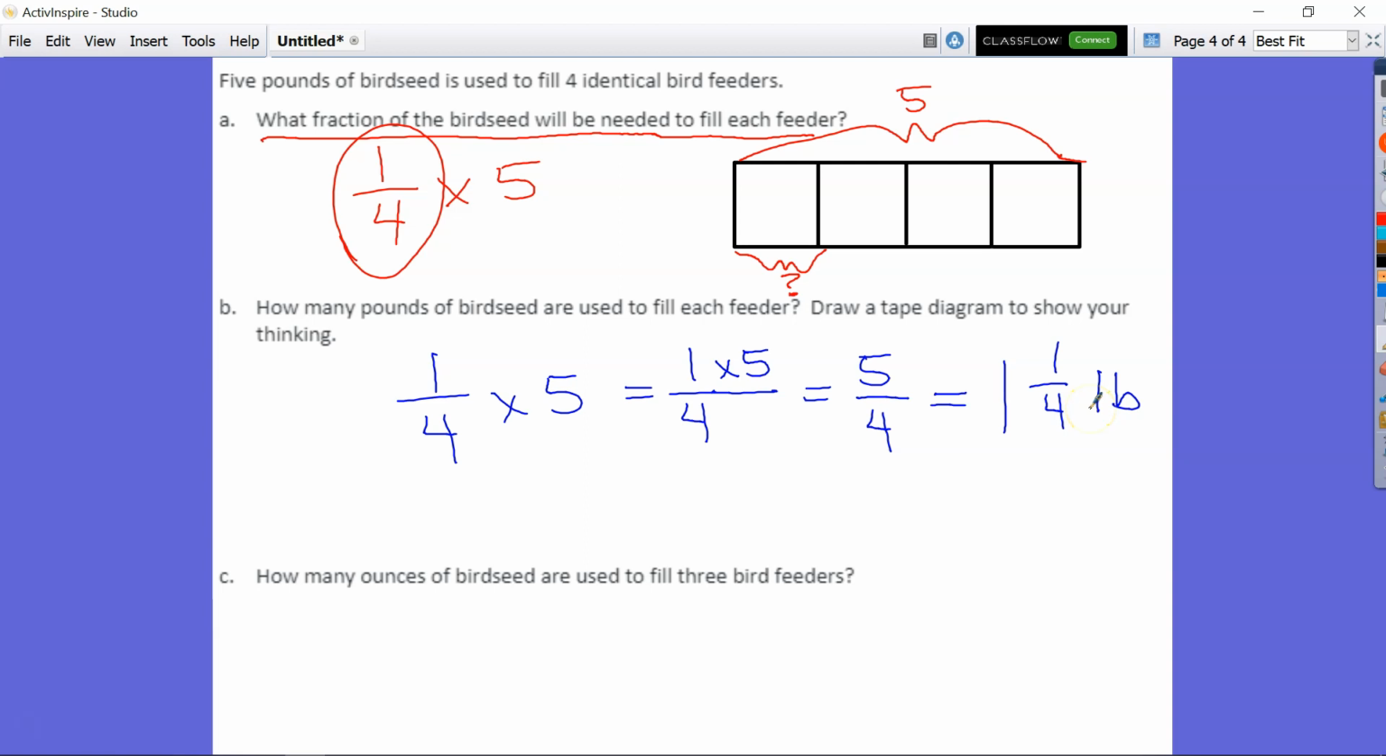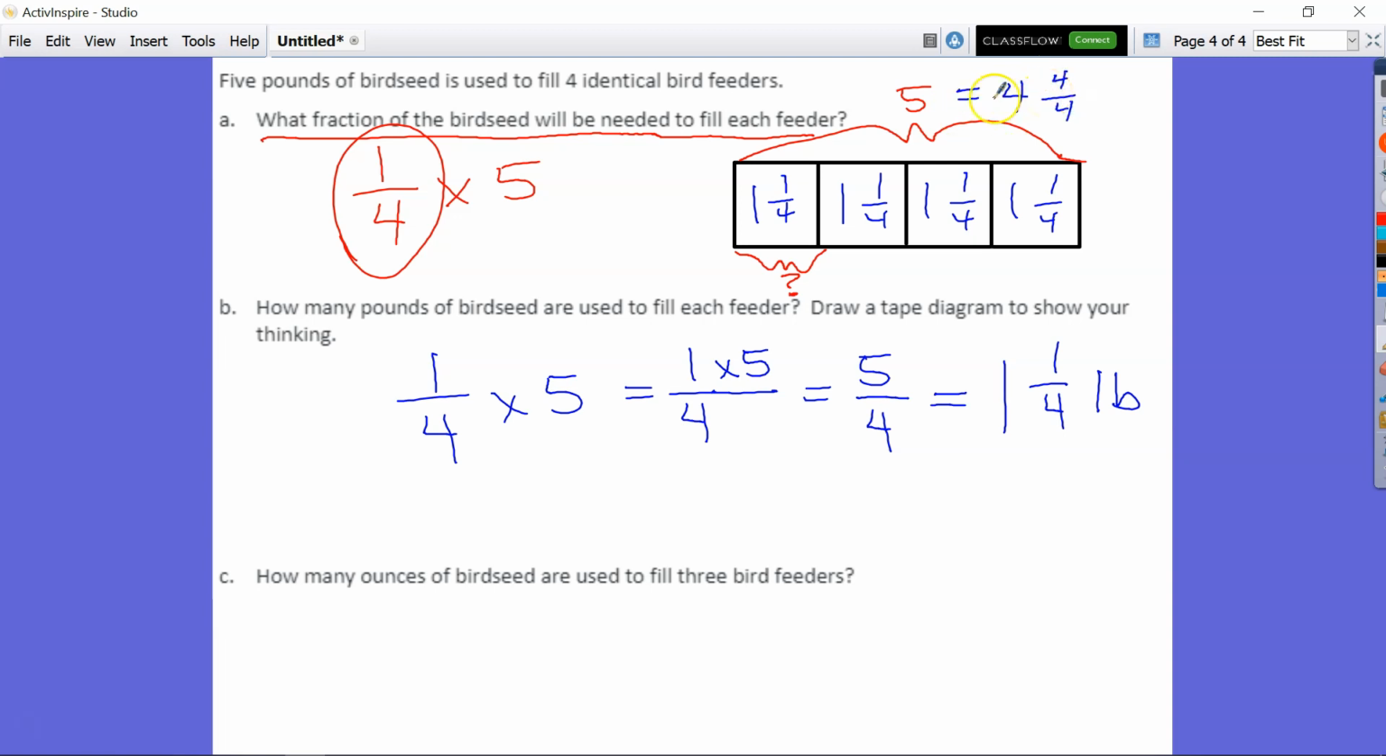Okay, so each one would have 1 pound and 1/4, 1 pound and 1/4, 1 pound and 1/4, 1 pound and 1/4. And if you notice, it's 1, 2, 3, 4 whole pounds, and then 1/4, 2/4, 3/4, 4/4, because that's equal to 4 and 4/4 is equal to 5.